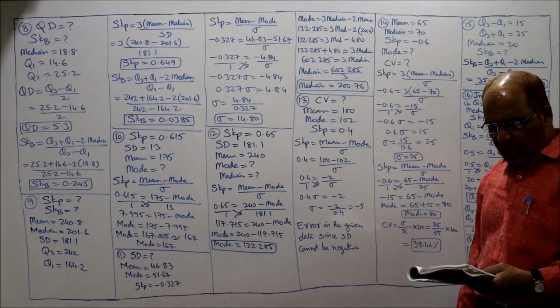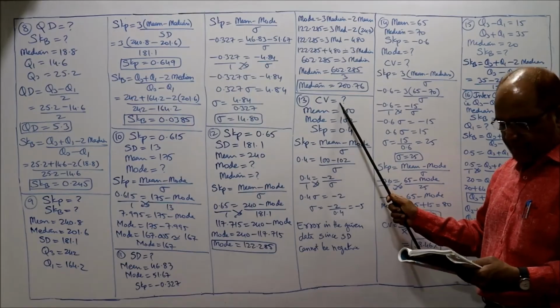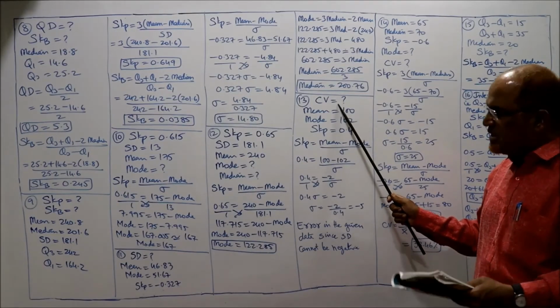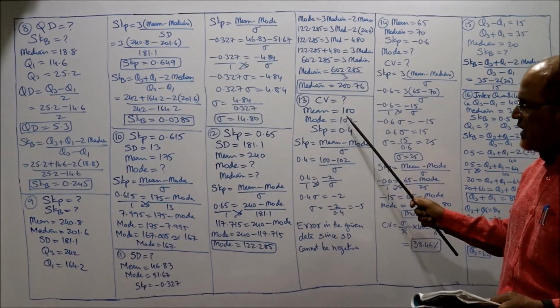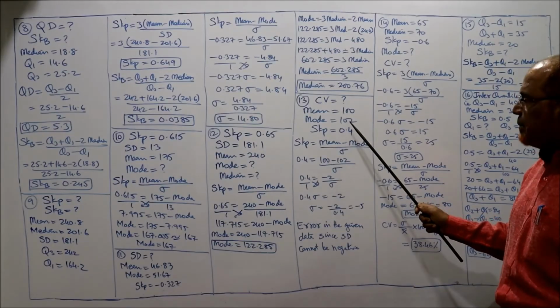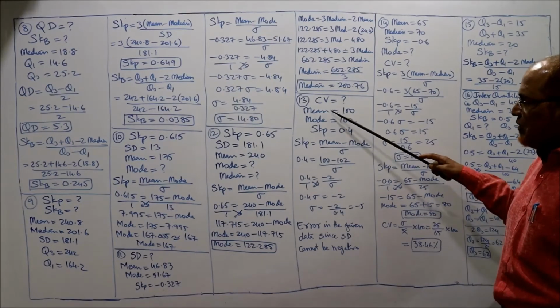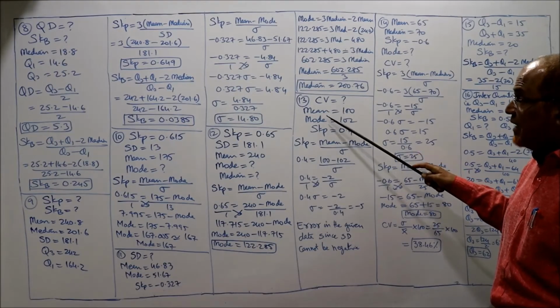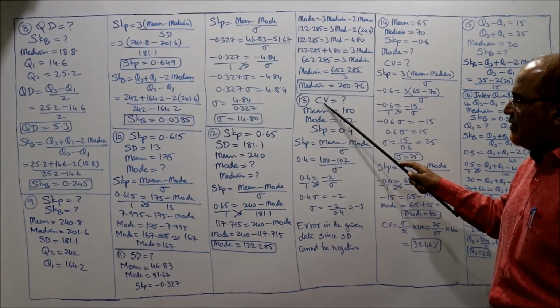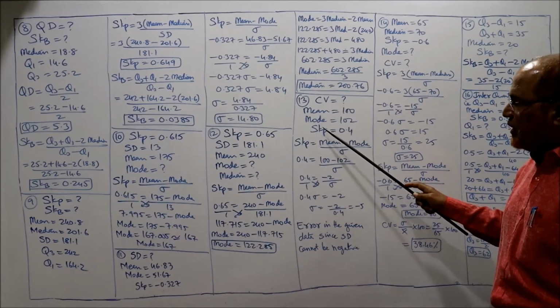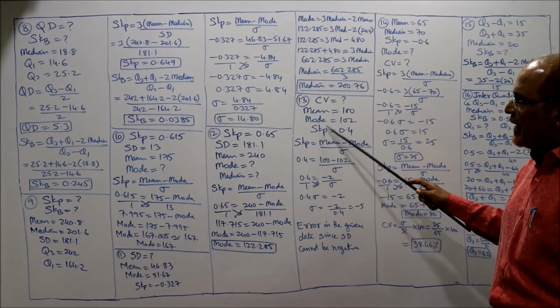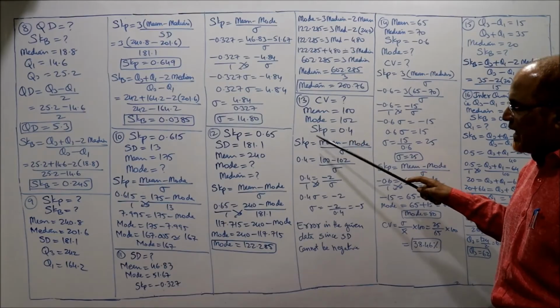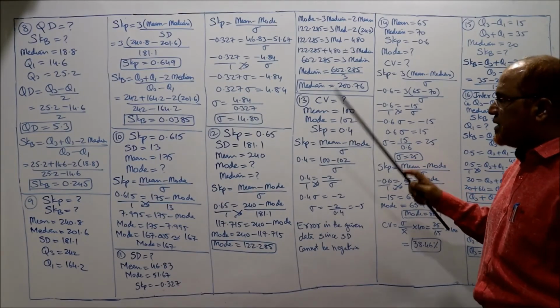13th problem. Find the coefficient of variation. CV we have to find out. Given that its mean is 100, mode is 102, and SKP is 0.4. So three values are given: mean, mode, SKP. But we don't have standard deviation. For calculating CV, we need standard deviation. So by using the SKP formula, we find out the standard deviation. Once we get the standard deviation, we can find out the CV.